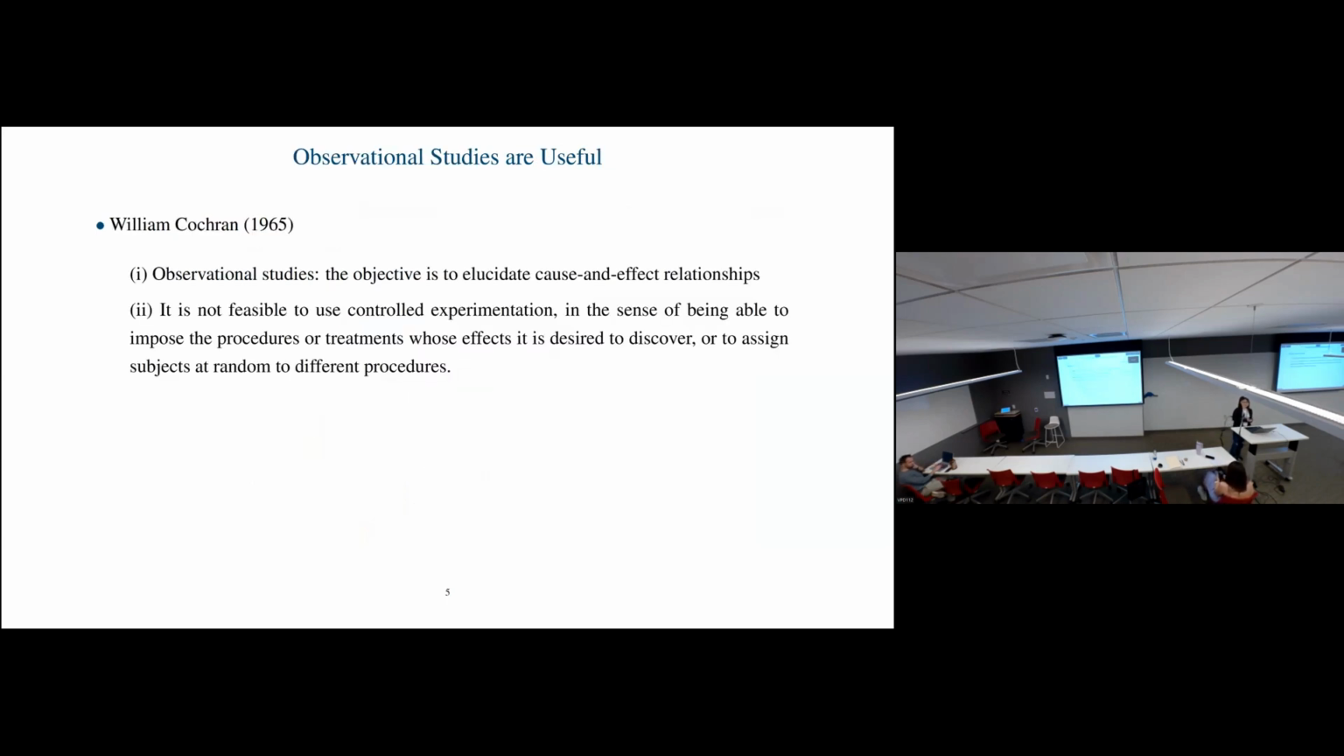While in practice, it's not always feasible to conduct a randomized experiment due to a lot of reasons. For example, financial reasons, logistic reasons, or ethical reasons. In those cases, observational studies are useful. And the objective of observational study is to elucidate cause and effect relationships. So here's a quote from William Cochran back to 1965.